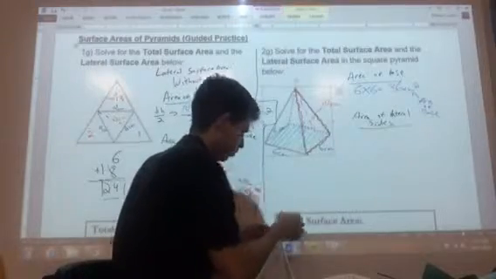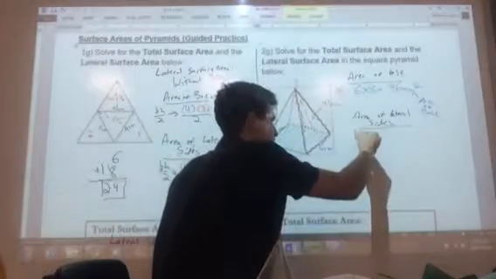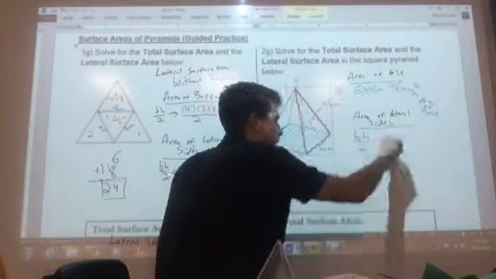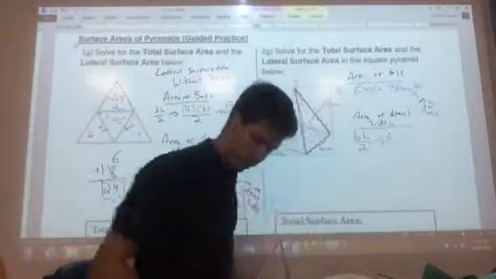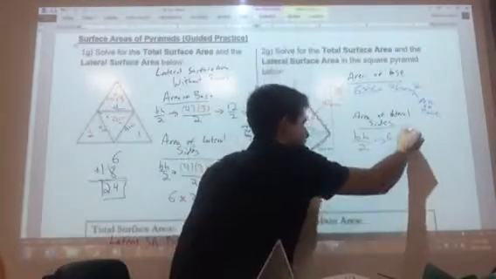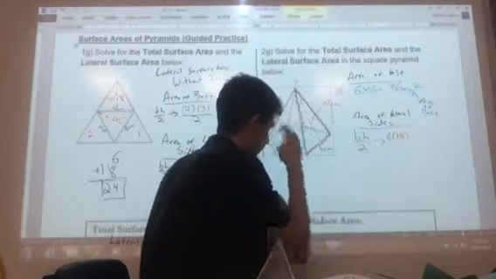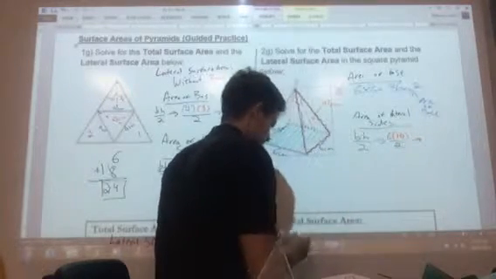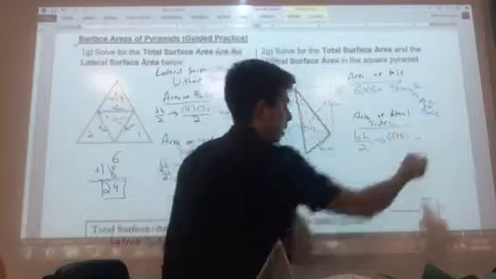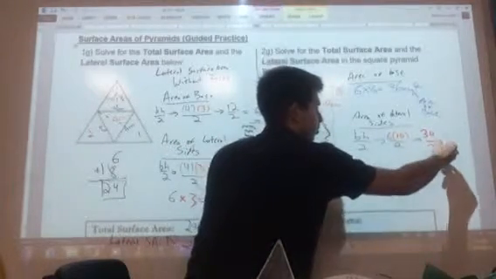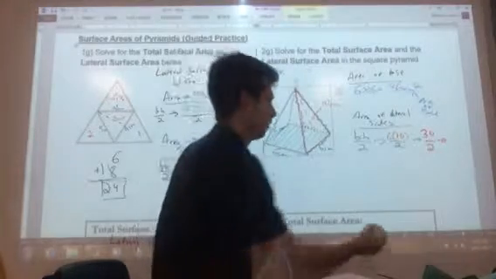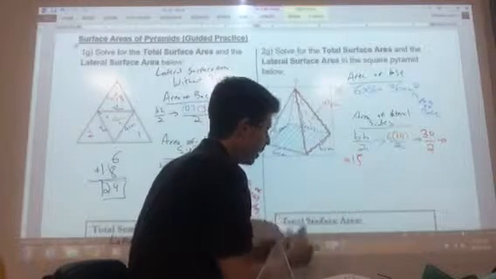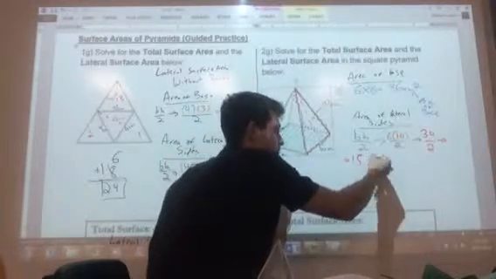So we'll do, make sure to use this formula, base times height divided by 2. Let's go ahead and substitute what we know. The base is going to be 6. The height, where's my orange marker, is going to be 10. And then divided by 2. That leaves us with 30 divided by 2. And 30 divided by 2 is going to be 15. It's equal to 15. So this is the area of one triangle. But there's 4. So I'm going to multiply 15 times 4.